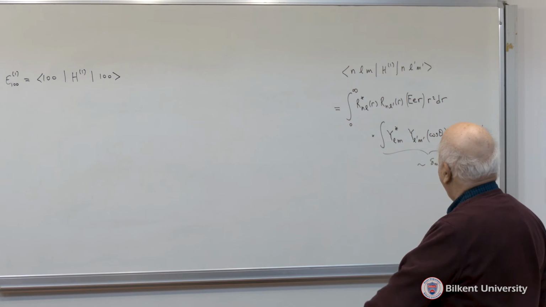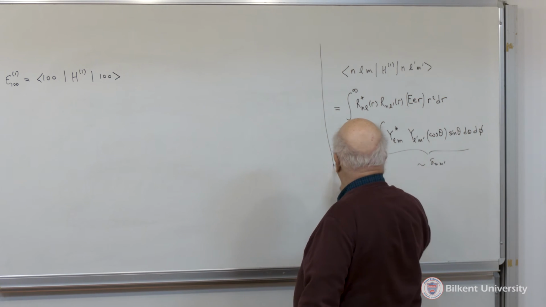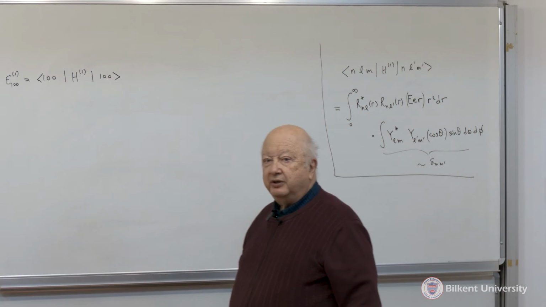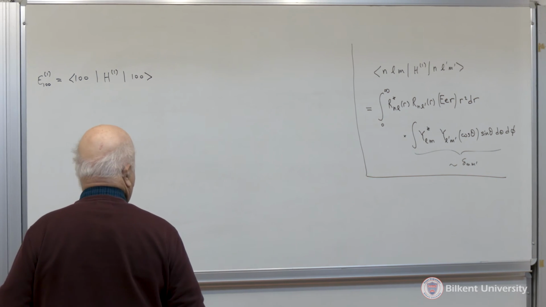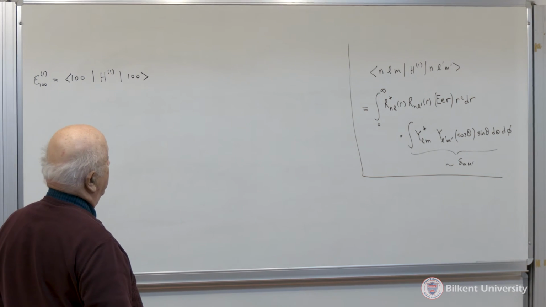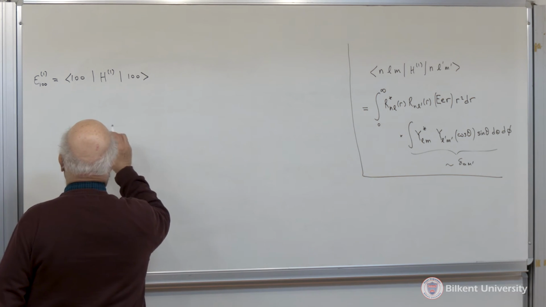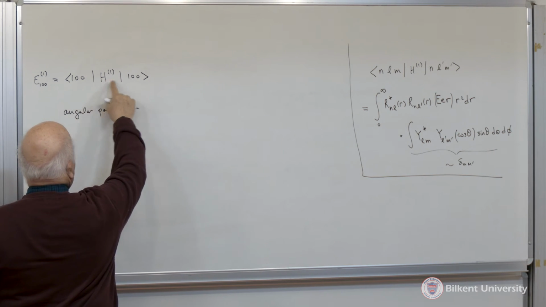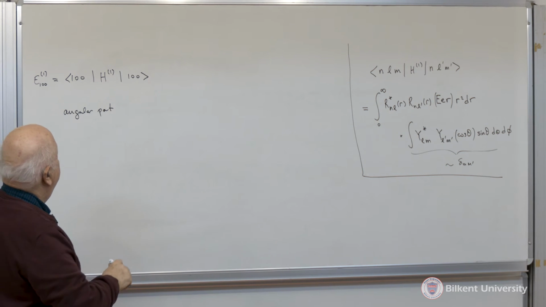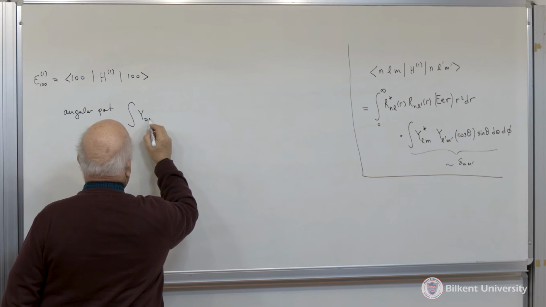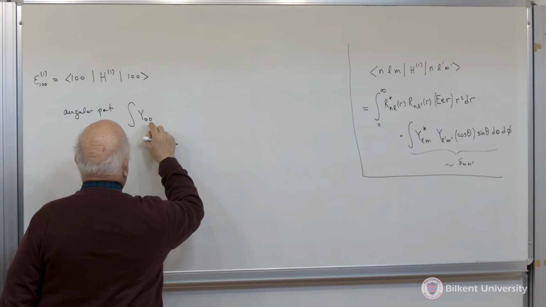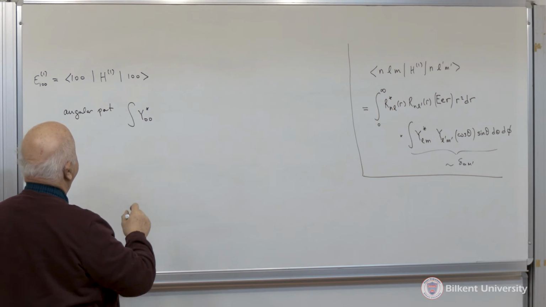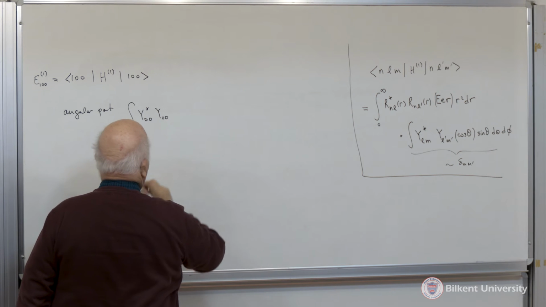But let's now look at, let me just keep this. It's more economical to look at the angular part first. If I just look at the angular part, you see 0, 0, 0, 0. So it is the integral of Y_00. I'm going to put the m index below because sometimes I put the complex conjugate here and the notation gets cluttered. So I have these Y_00s.